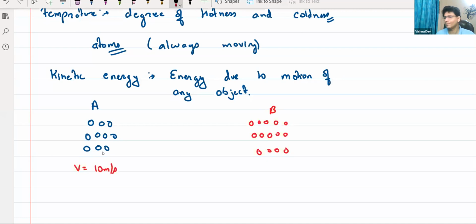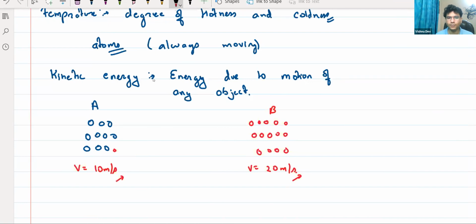I'm just giving one example. And this is moving with a speed of 20 meter per second, and both have the same mass. The mass is the same, okay? The weight of both is the same. The number of atoms is also the same. So tell me, which of them will have more energy? Sir, B, sir. A or B? B.